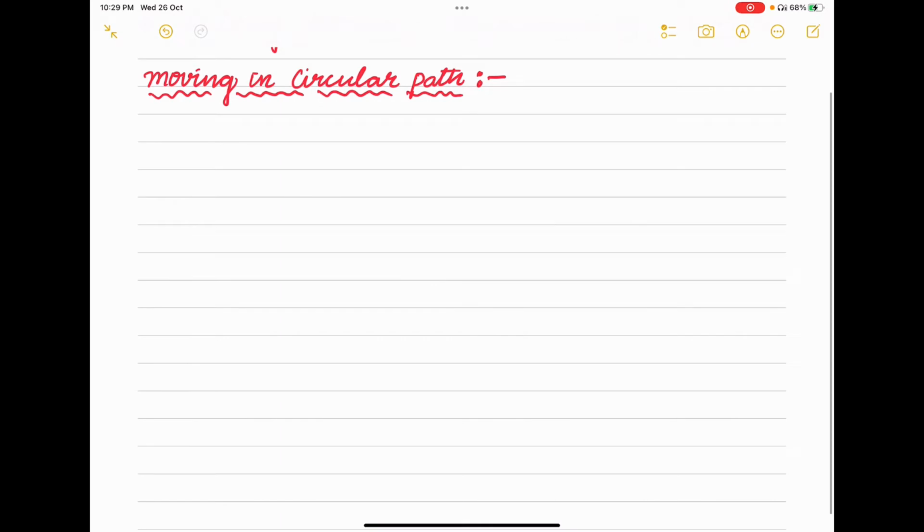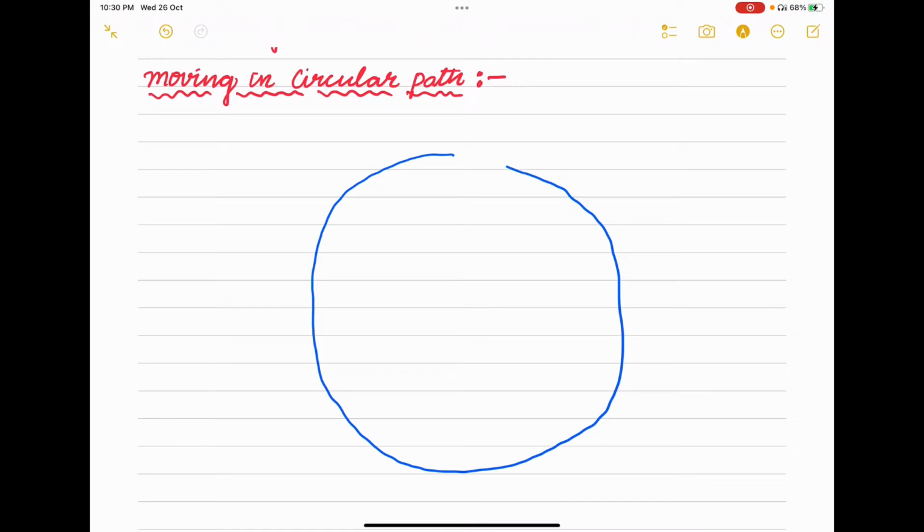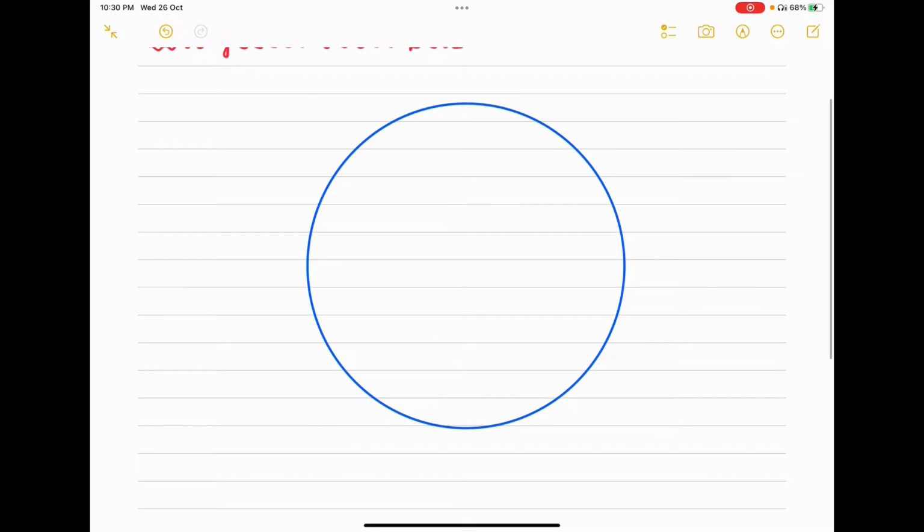Circular path means, as we already know, a path considered about a fixed point at some fixed distance, and that fixed point we call the center of the circle, and that fixed distance we call the radius. So now let us assume there is a particle moving in a circular path as shown here. In this circular path, let us assume the center be some O, and say its radius be some R.